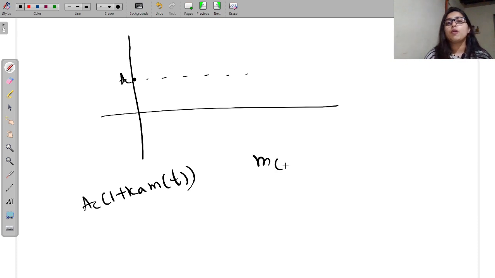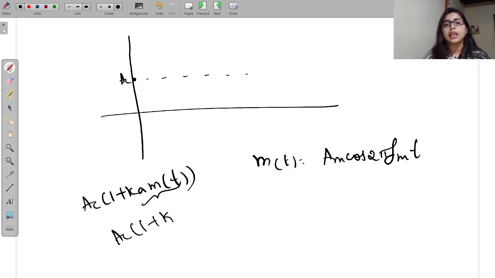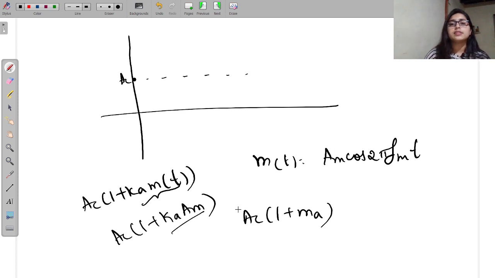So, if I take M of t is equal to AM cos 2 pi FMT, this will be AC into 1 plus Ka into AM. So, Ka into AM is your modulation index. So, I can write it as 1 plus MA, right? So, this is AC 1 plus MA.